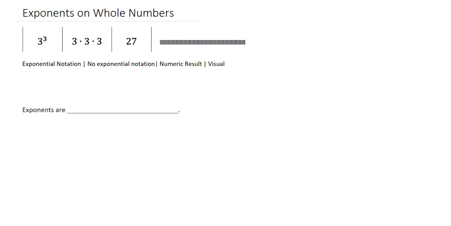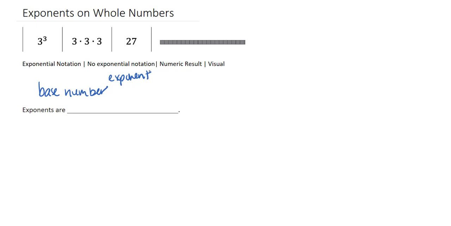Exponents on whole numbers. So this is kind of what it looks like. When we talk about exponents, we have a base number, and then we have an exponent number. The base number is the number that's going to be multiplied by itself, and the exponent tells you how many copies you have.